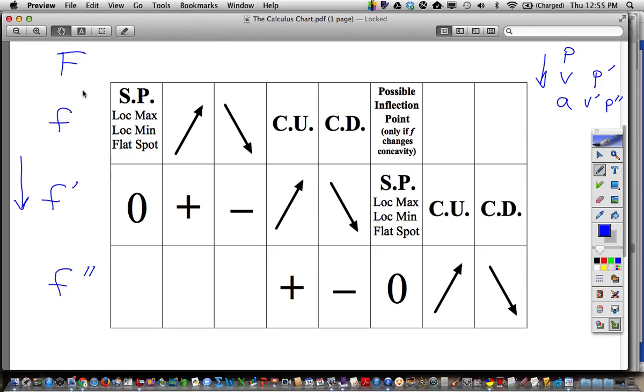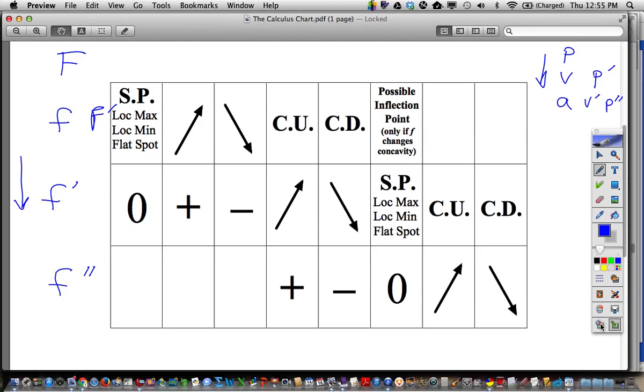But what that means is big F prime, kind of like P prime is the same as V. Big F prime is the same as little f. All right? So when you see big F prime in a problem, those are equal. Those are the same thing. Big F prime is the same as little f.